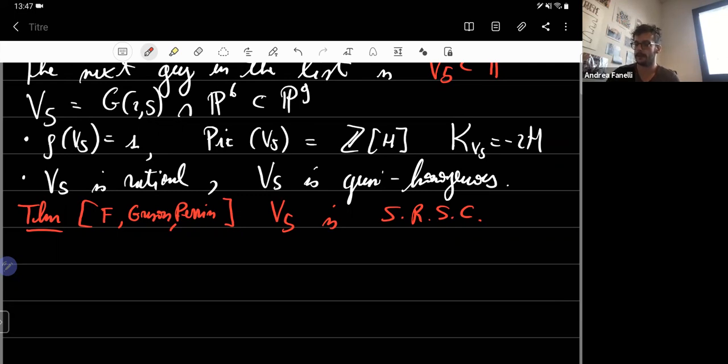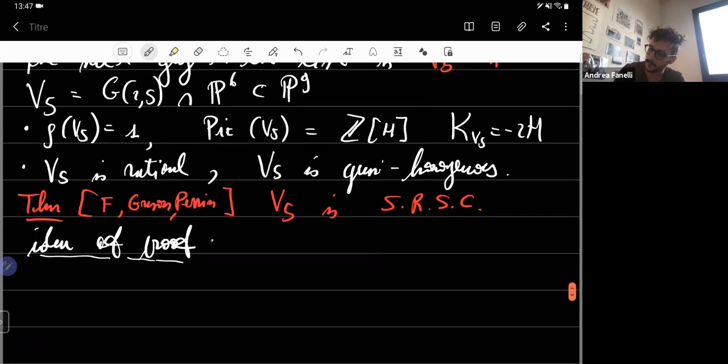And in the time left, I just want to give an idea of how we prove this. We really use explicit birational geometry of this V5, so it's really an ad hoc method for V5. So, the idea of proof. Let's take this M, let's say, to simplify the notation, inside M_{0,0} bar of V5, D.